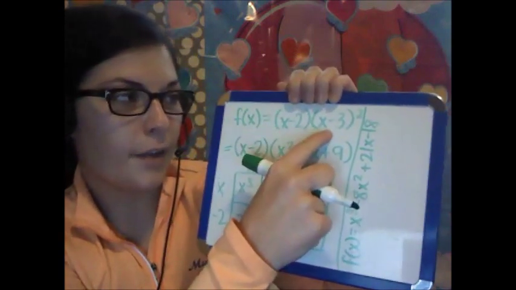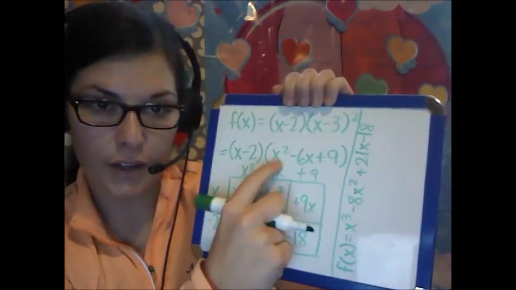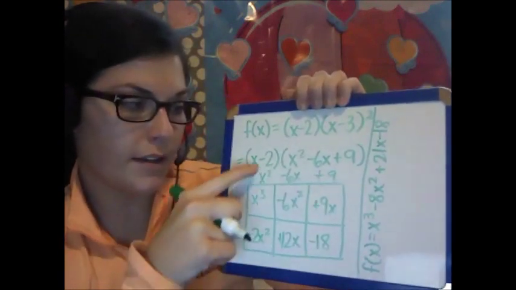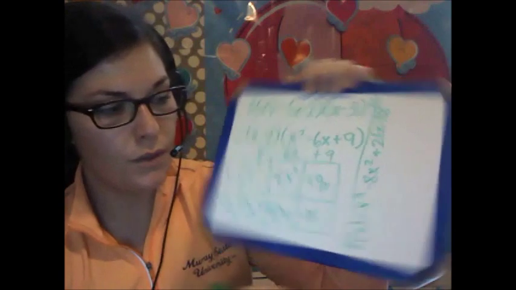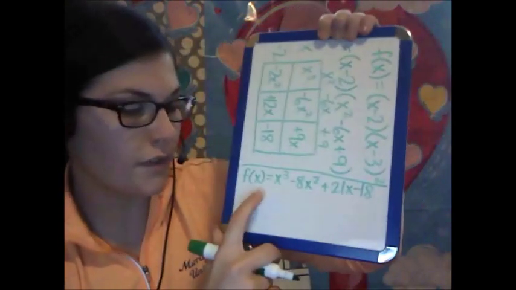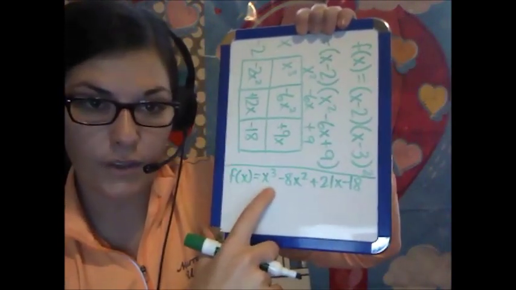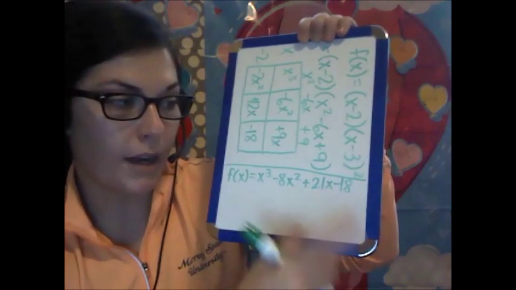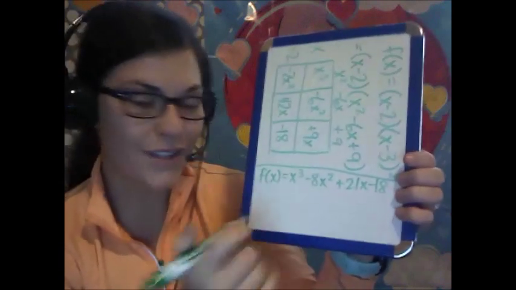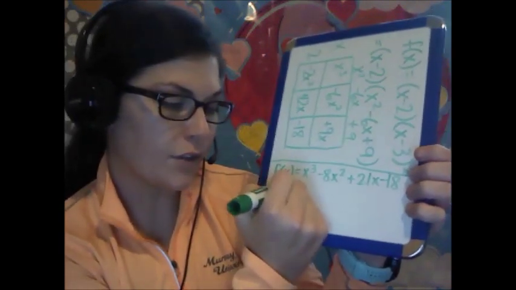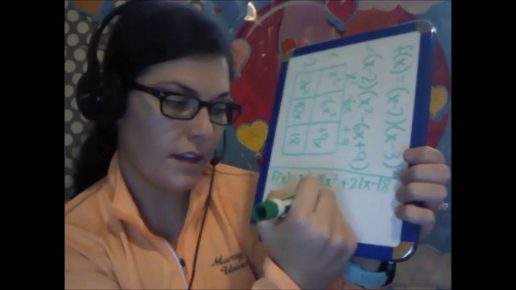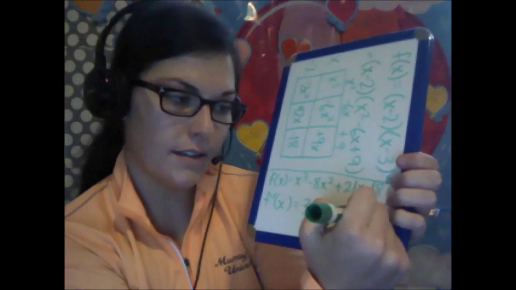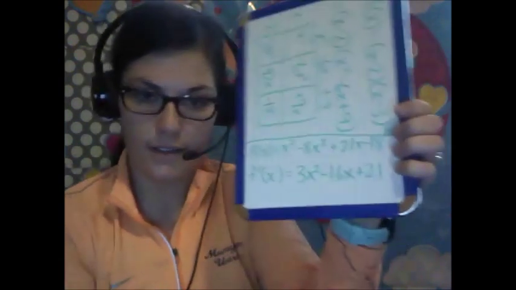So first I expanded out my perfect square trinomial and I got x squared minus 6x plus 9. Then I took this product and I multiplied it with x minus 2 to get that we are finding the derivative of f of x equals x cubed minus 8x squared plus 21x minus 18. So now let's find the derivative. I have the derivative of this function is 3x squared minus 16x plus 21.